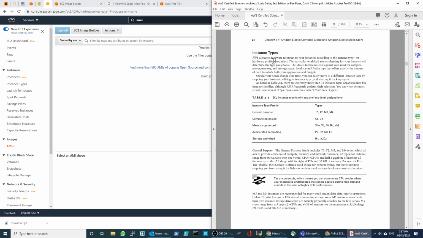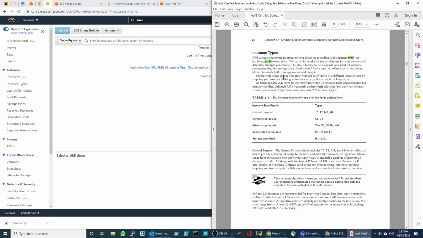So AWS allocates hardware resources for your instance according to the instance type, or hardware profile. When you say instance type, it's the hardware profile, another name for it. The particular workload you're planning for your instance will determine the type you choose. The idea is to balance cost against your need for compute power, memory, and storage space. You'll find a type that offers exactly the amount of each to satisfy both your application and budget.